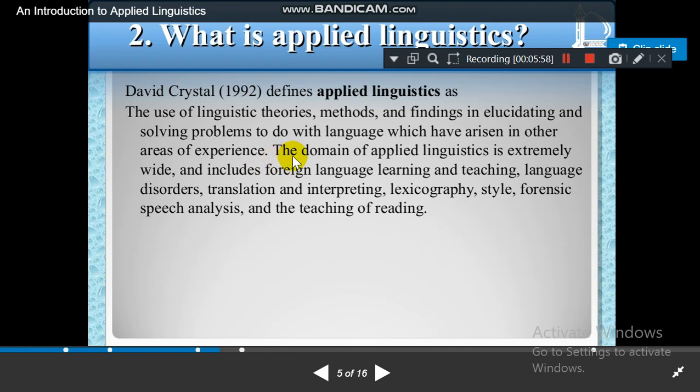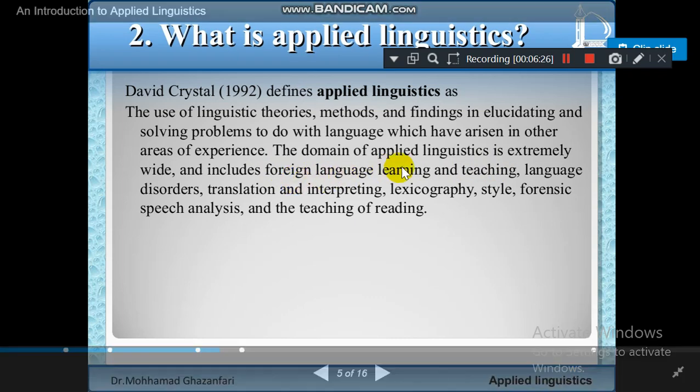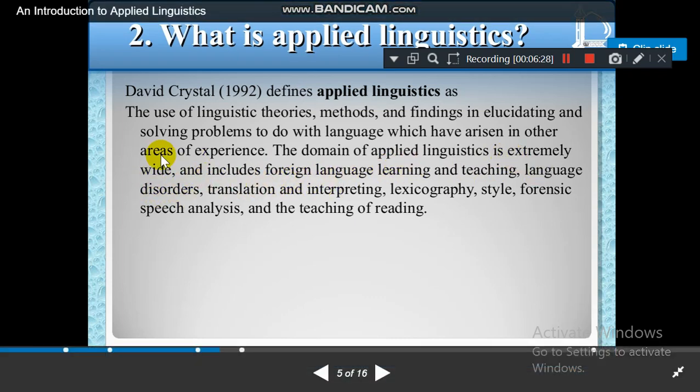Now, the second sentence says that the domain of applied linguistics is extremely wide and includes foreign language learning and teaching. This is what concerns us the most, since we are doing applied linguistics and English language teaching. But these areas also are of some concern, but this is the main one, since this is the most practical in our case, since we are geared to become mostly professors and teachers. So this is it. But also there is language disorders, as I said, stuttering, speech impediments, aphasias, Broca's aphasia, Wernicke's aphasia. We studied this in psycholinguistics and general linguistics.